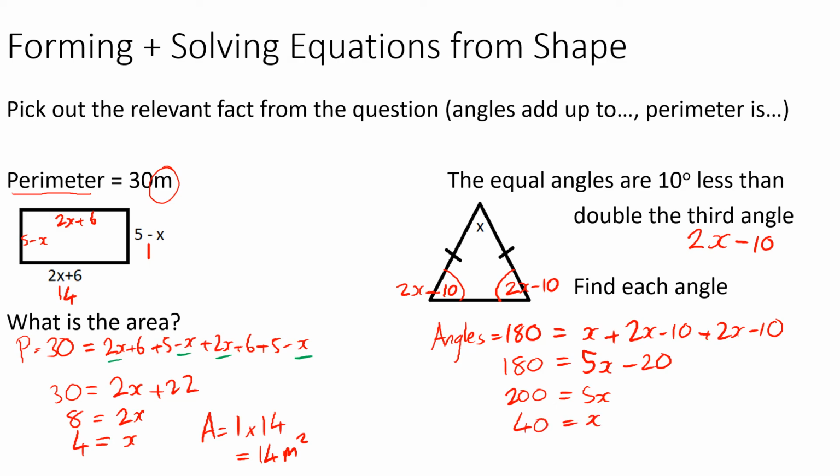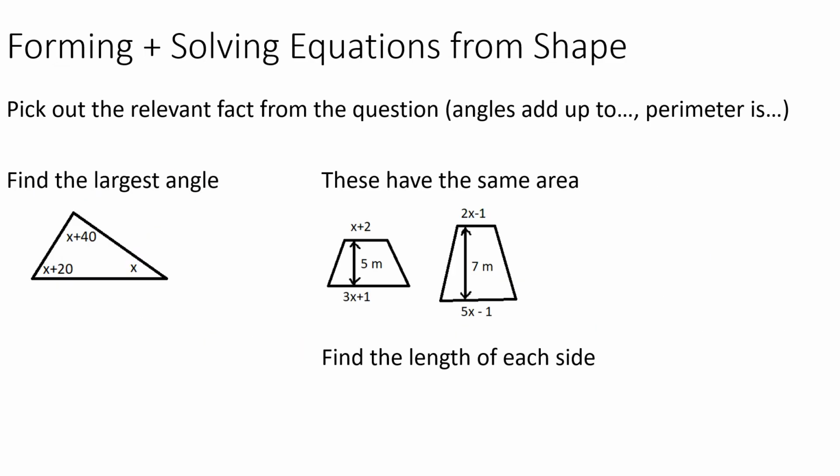Find each angle though. So we need to substitute that in. So our angles are going to be just x, so that's 40. And then 2x minus 10, so that's 40, 80 minus 10, 70, and 70. Do they add up to 180? Yes, so that's a good check you can do. And they work obviously for the x we found. Have a go at these two yourself first. I'm going to unpause in 3, 2, 1.